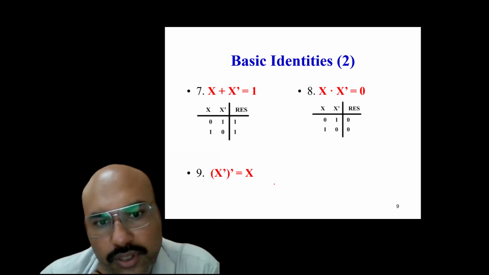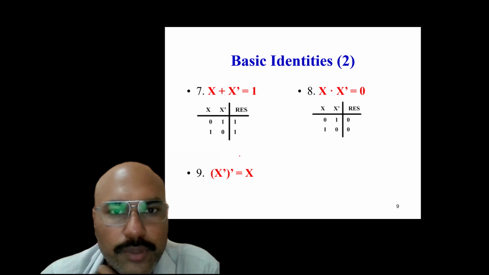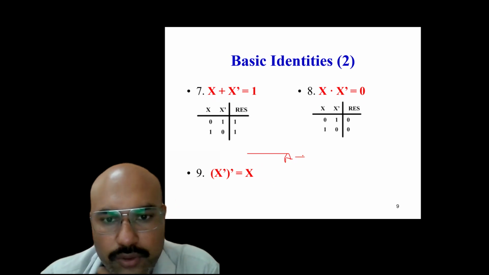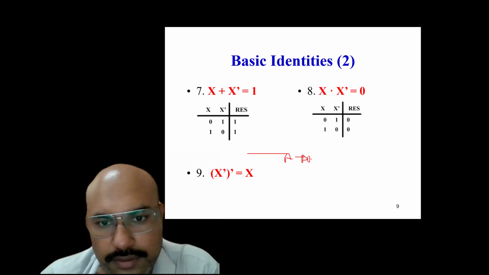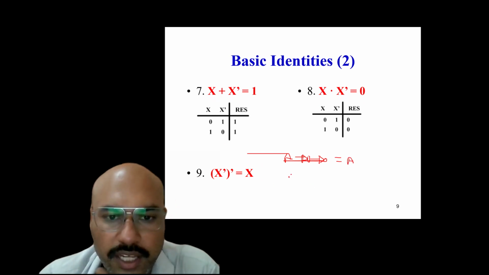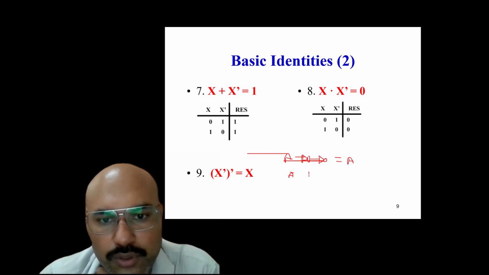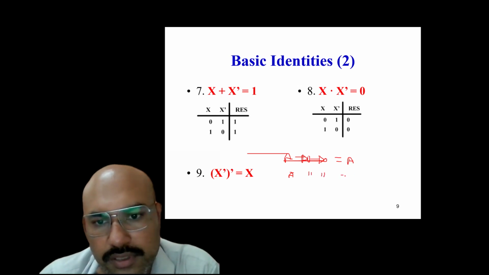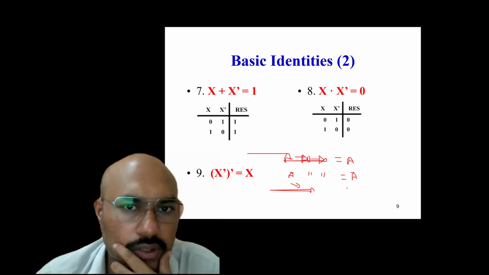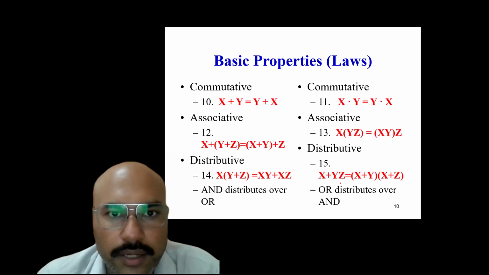And the complement of a complement is always the normal value. If a is complemented twice, then the result will be a. So if you have a at the input and you pass it through two NOT gates in series, your output will also be a; it will not be complemented. If you provide the complemented input a bar and pass it through two NOT gates, then obviously your output will also be a bar, because it is complemented twice.